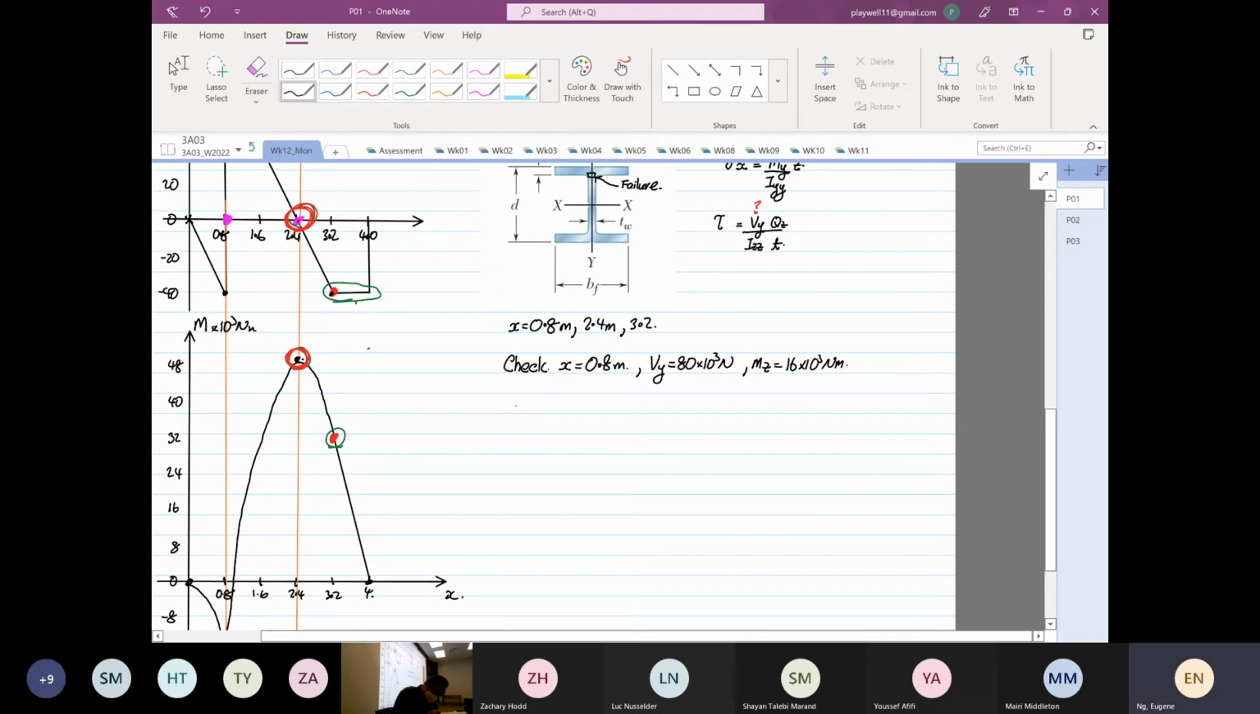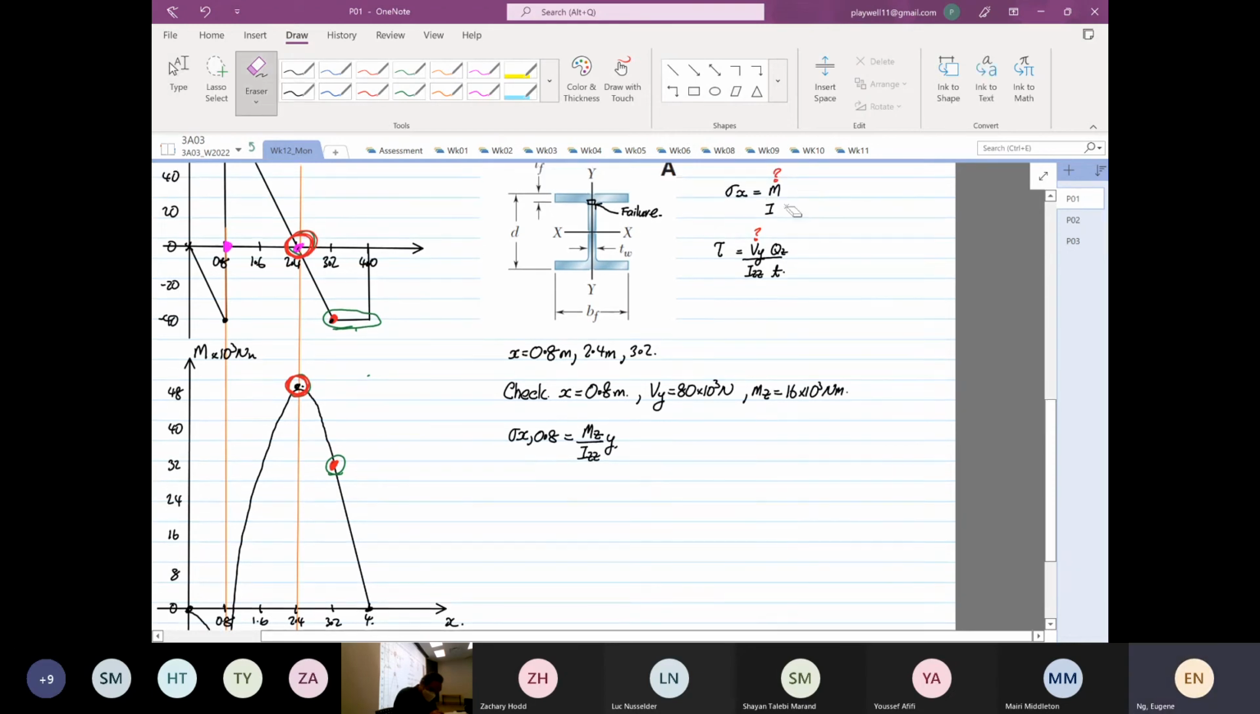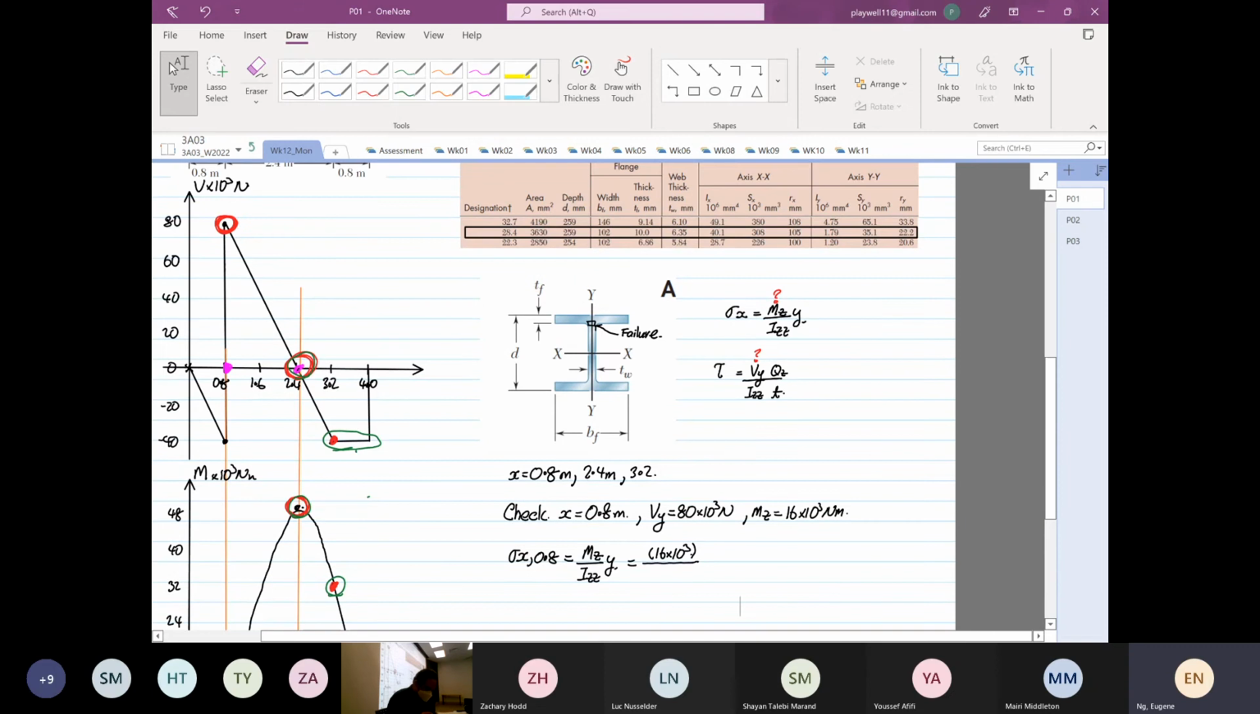So stress x at 0.8 is equal to My over Iyy multiplied by z. Sorry, Mz. What am I doing? It's all wrong down here. It's Mz over Izz multiplied by y. I will do the one on top, Mz over Izz multiplied by y. So Mz is 16 times 10 to the power 3. Izz, which is equivalent to our Ixx over there, is equal to 40.1.